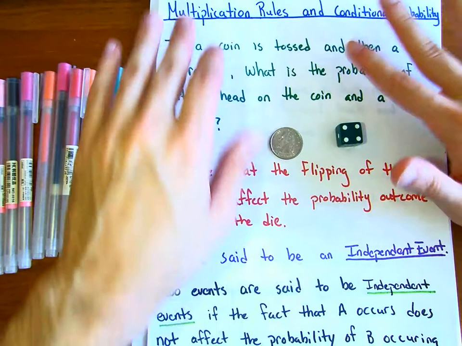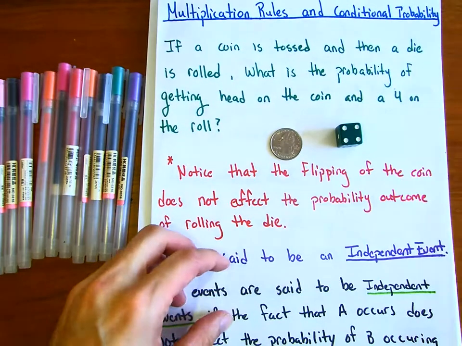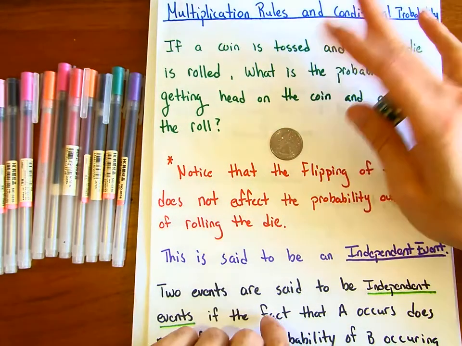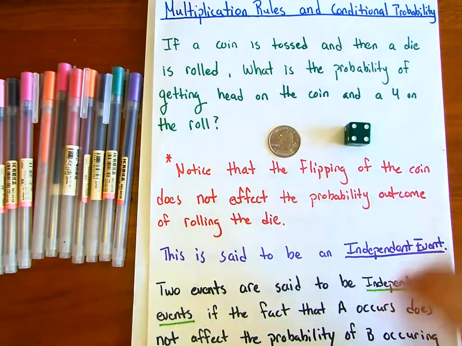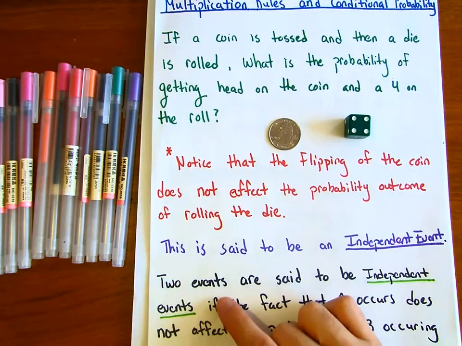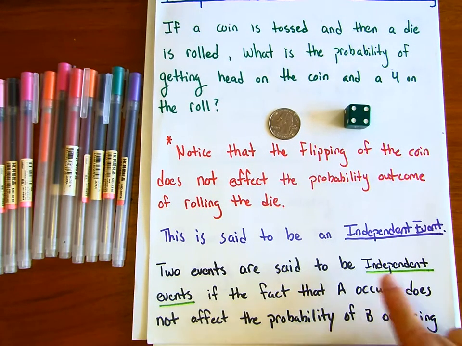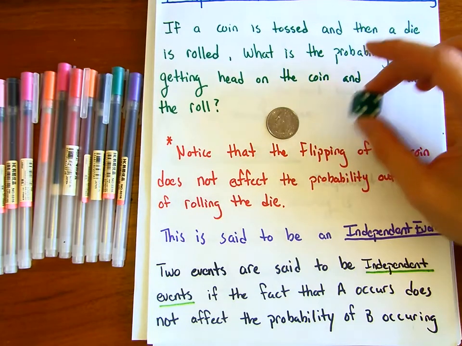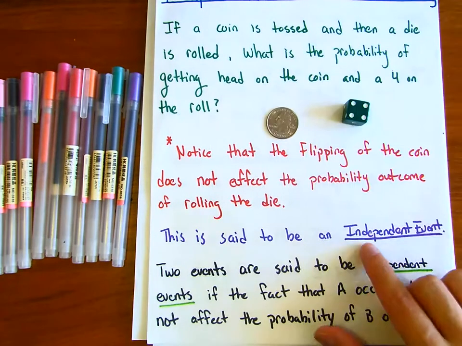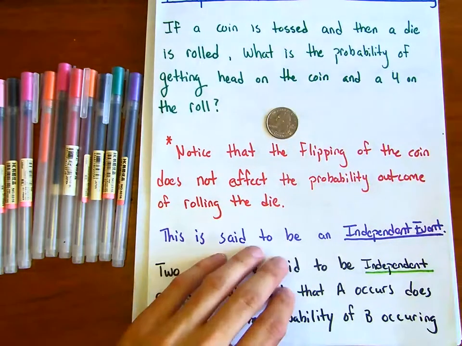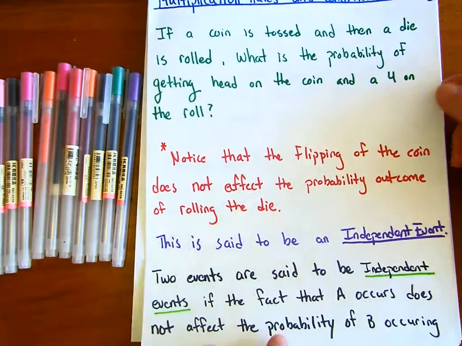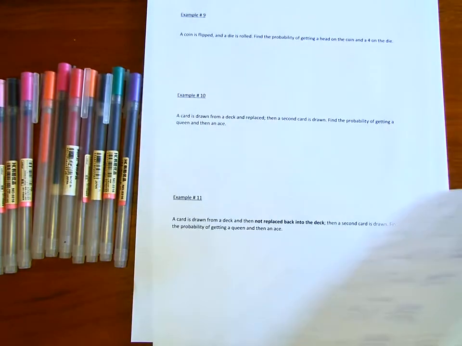Before we dive into the math, let's understand that the flipping of the coin does not affect the probability outcome of rolling the die. So this is said to be an independent event. Two events are said to be independent events if the fact that A occurs does not affect the probability of B occurring. Flipping the coin has no effect on rolling the die and vice versa. So we're going to say that these events are independent. What I'd like you to do is please copy this down into your notes.